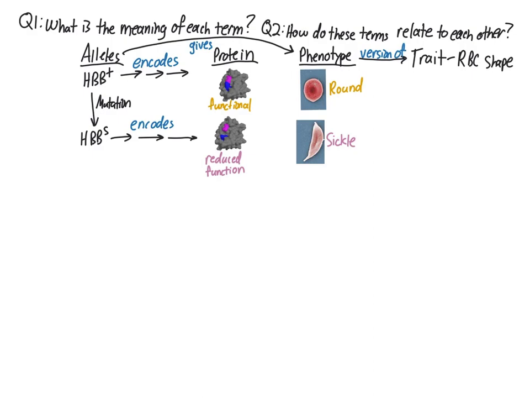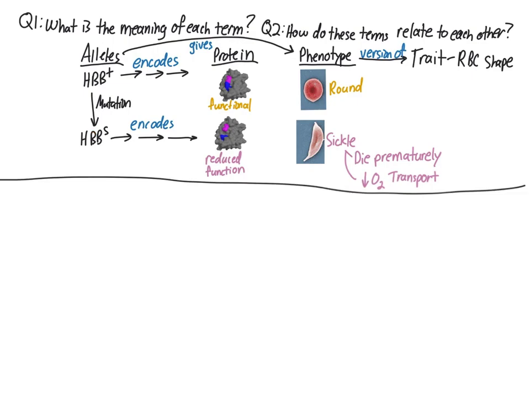These sickle-shaped cells die prematurely and result in reduced oxygen transport if there are too many of them. This results in anemia, a genetic disease caused ultimately by the mutation that changed the HBB plus allele into the HBBS allele.